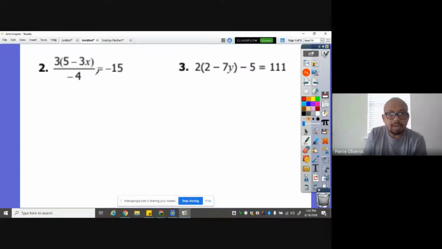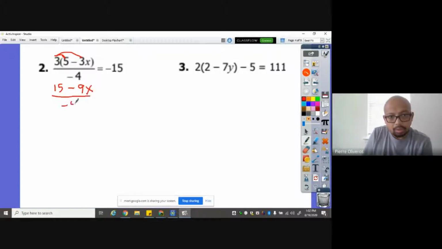Next, here I see a fraction and I see a parenthesis. So you can do this one in multiple ways. First, I'm going to distribute this one. That will give me 15 minus 9x over negative 4 is equal to negative 15. Every time you have a fraction, don't forget, just multiply them. Multiply it by the denominator, which is negative 4, negative 4.